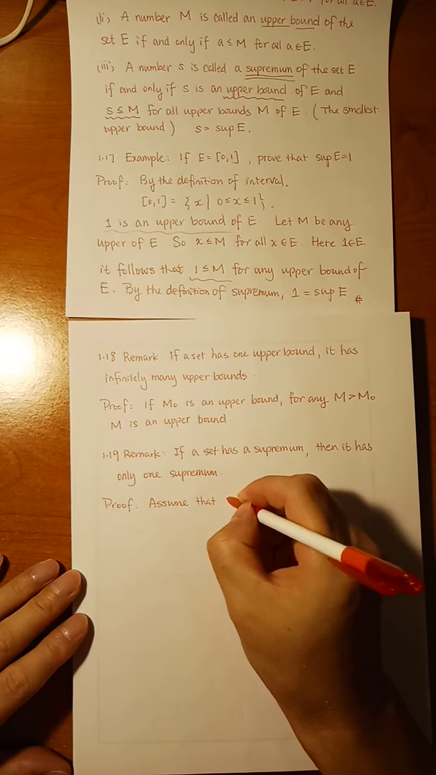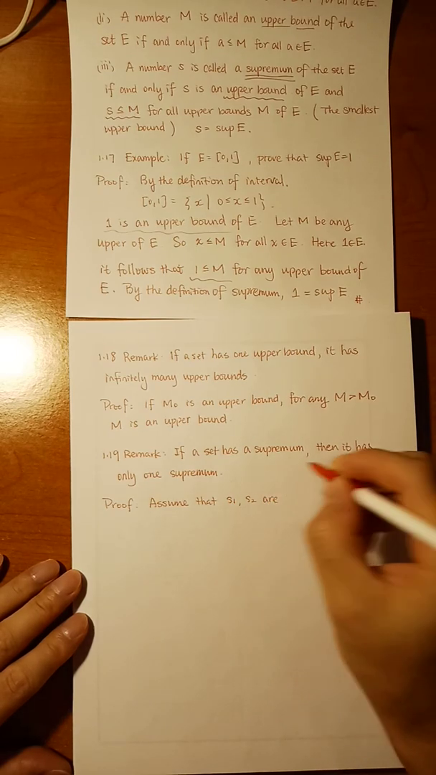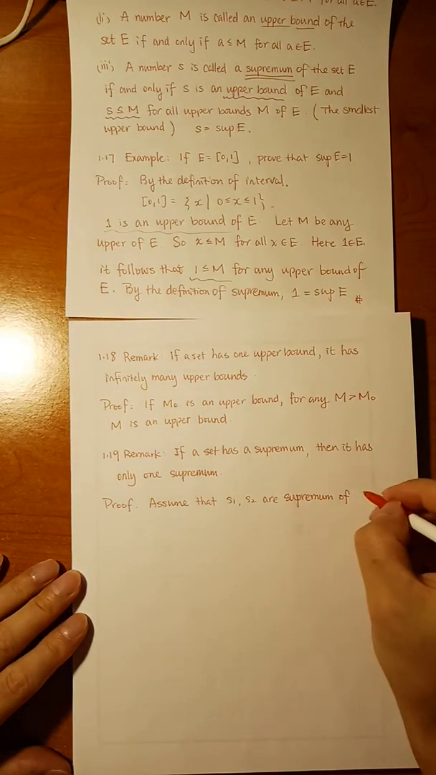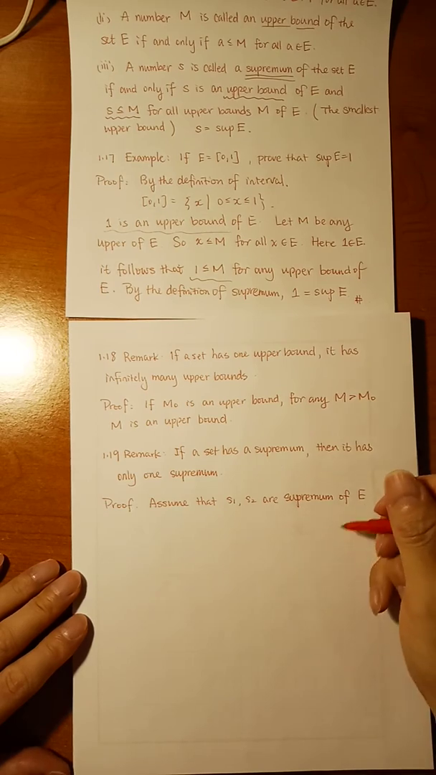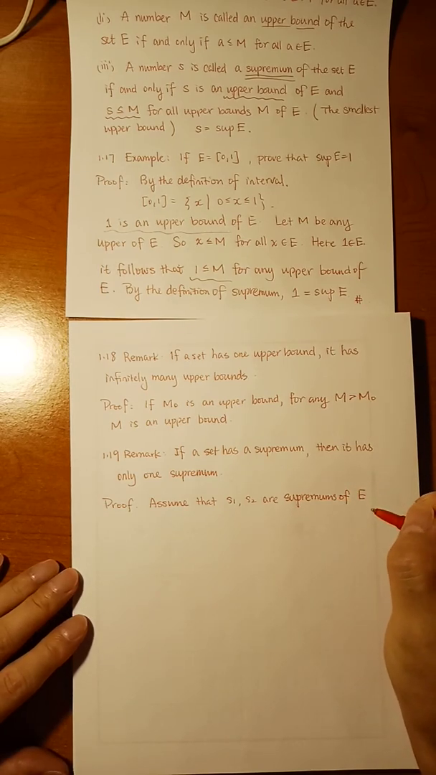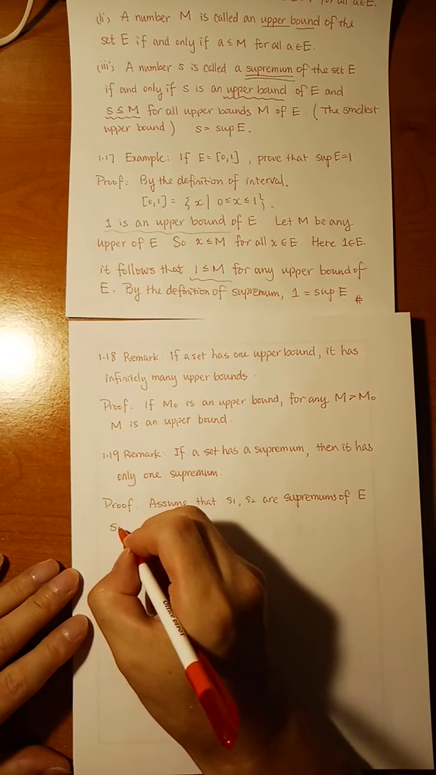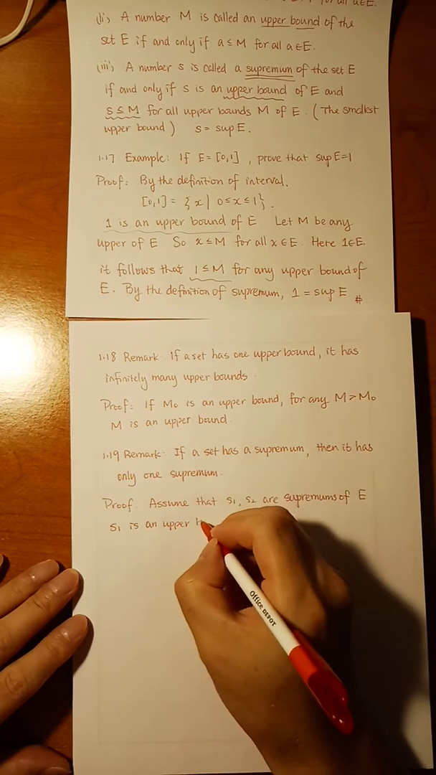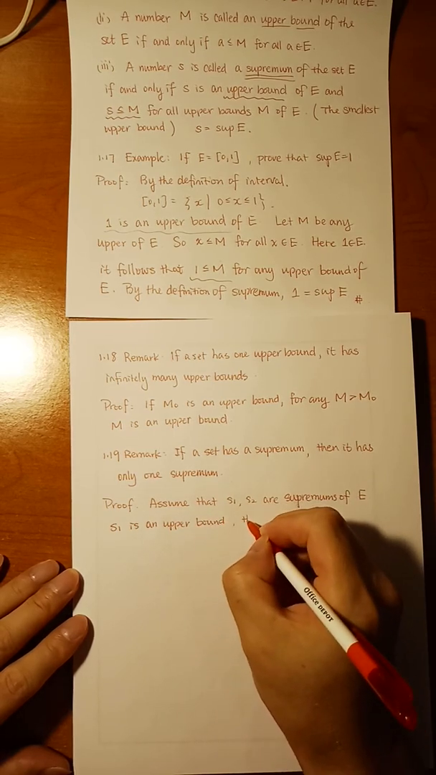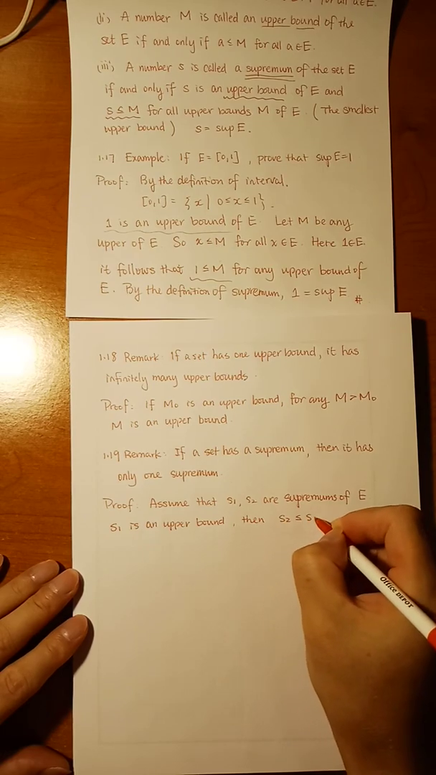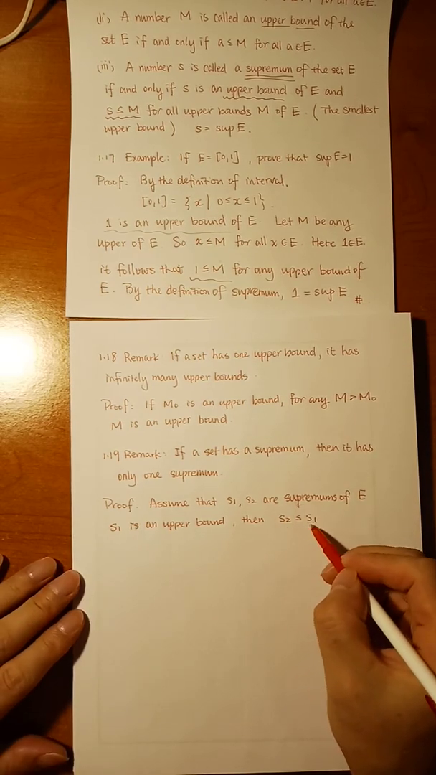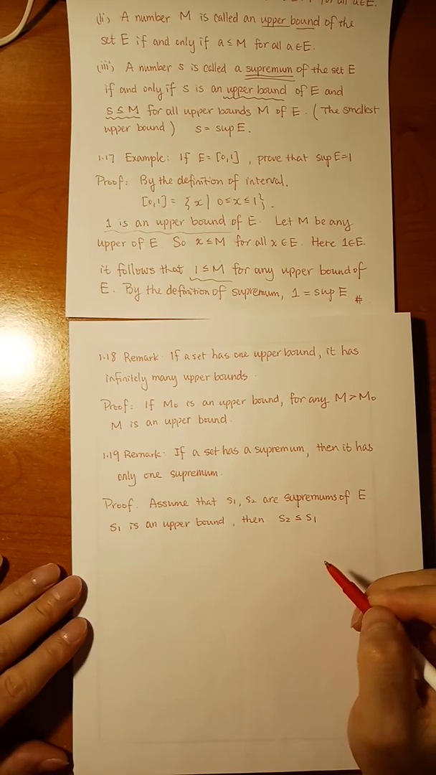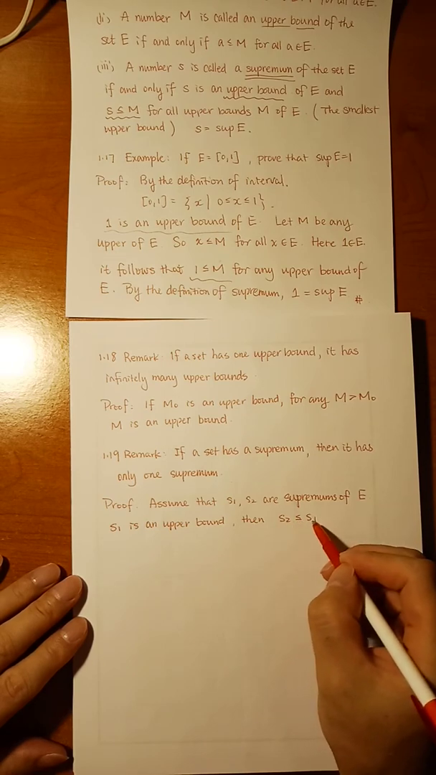Assume that S1, S2 are supremum of E. So you have two supremums of E. S1 is an upper bound. Any supremum is an upper bound. Then S2 is less than or equal to S1. Why? S2 is supremum. Supremum is the smallest upper bound. So supremum is less than or equal to an upper bound. Arbitrary upper bound. Supremum is less than or equal to arbitrary upper bound.